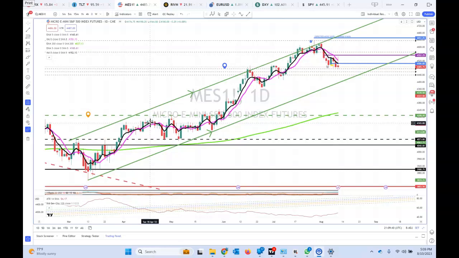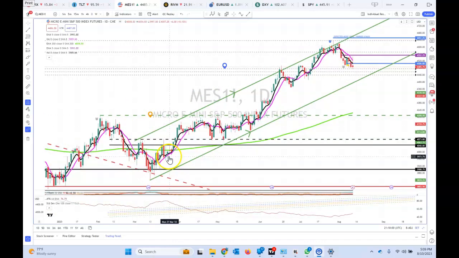So we're going to go over a few things. I think it'd be good to take a little bit from everything you see here and apply it to your goal, your strategy. Try to be very conservative and focus on high probability. So anyway, let's look at the daily chart here for MES.